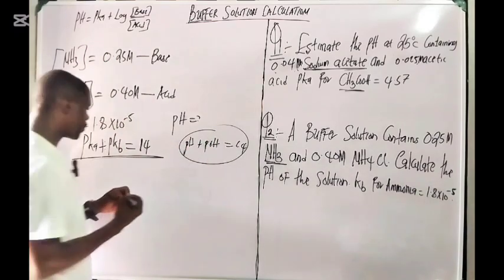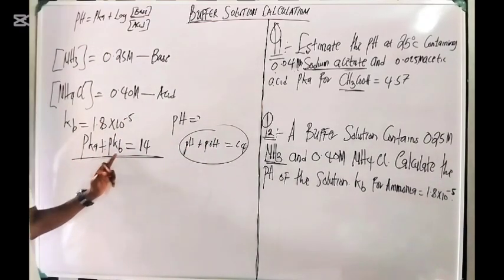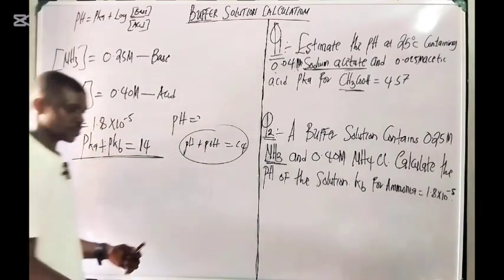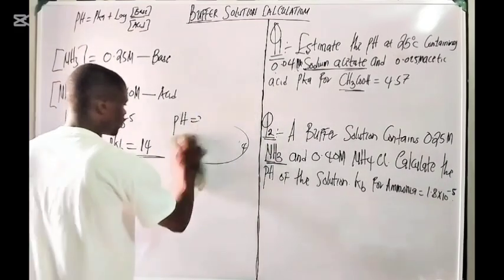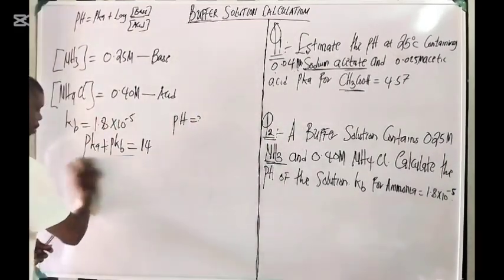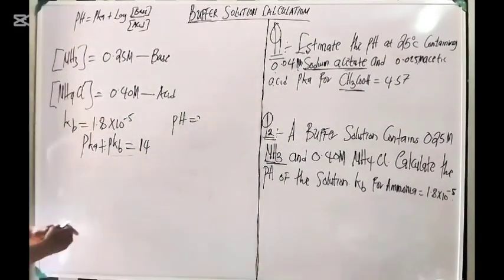It's okay. But here we now have pKa plus pKb equals 14. So this is what we are going to make use of. Now, how do we calculate our pKb?